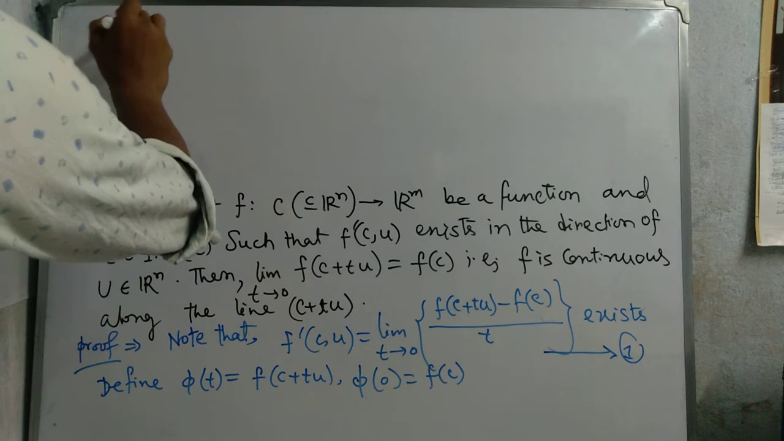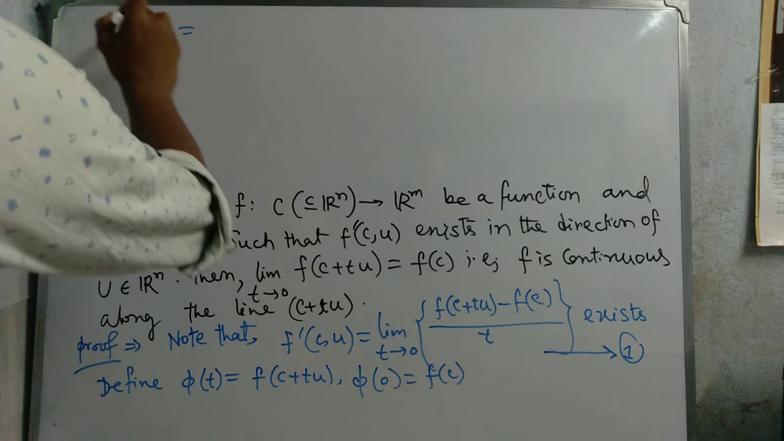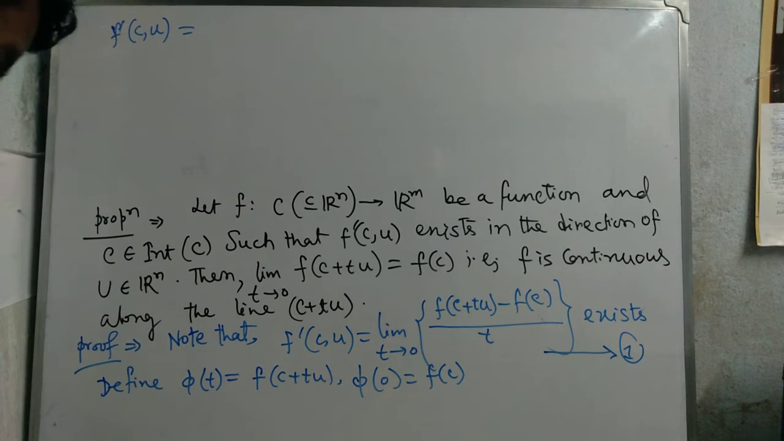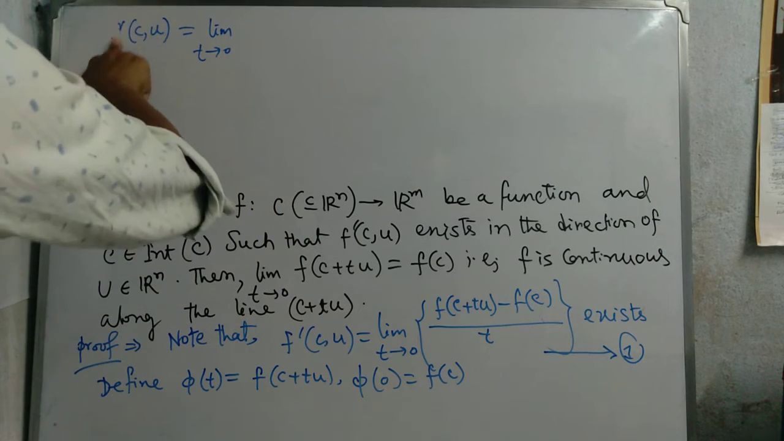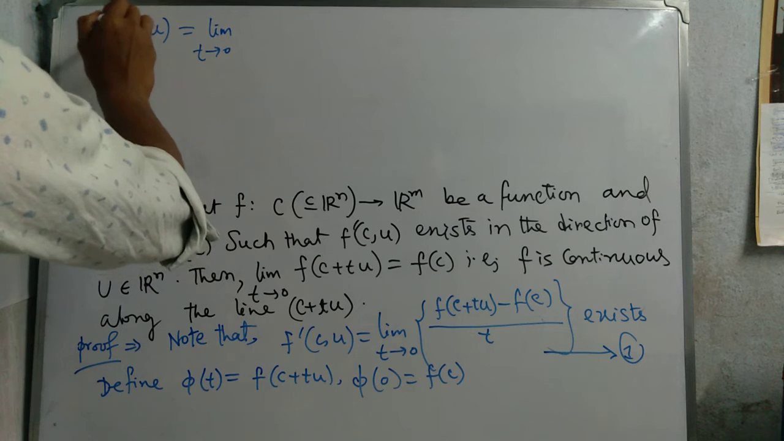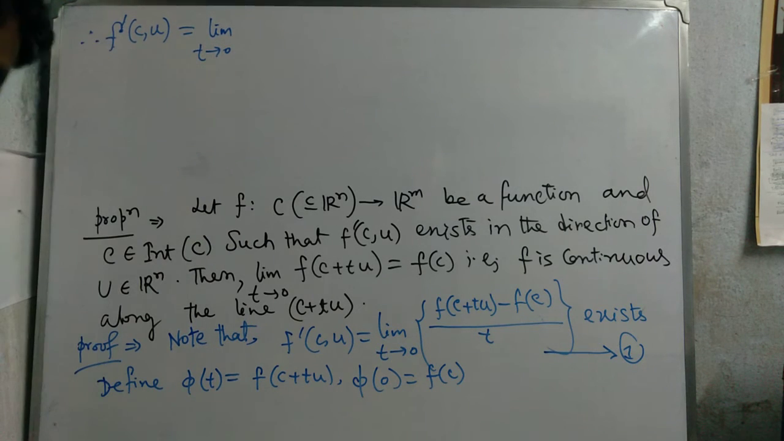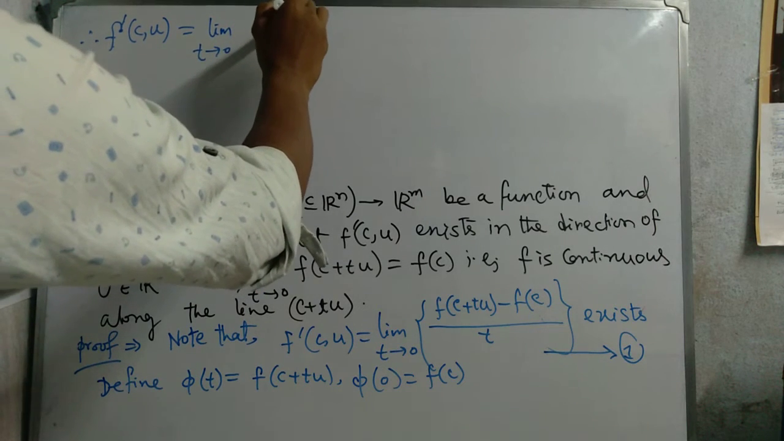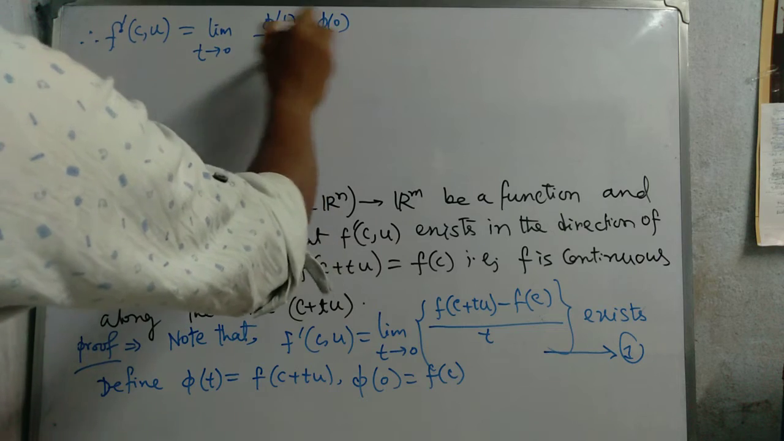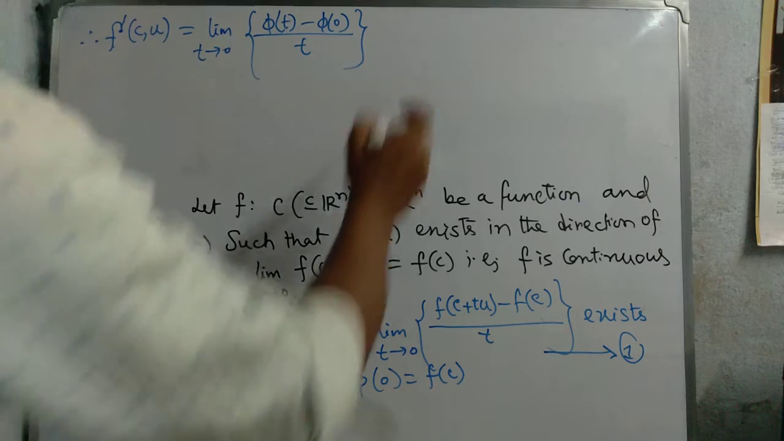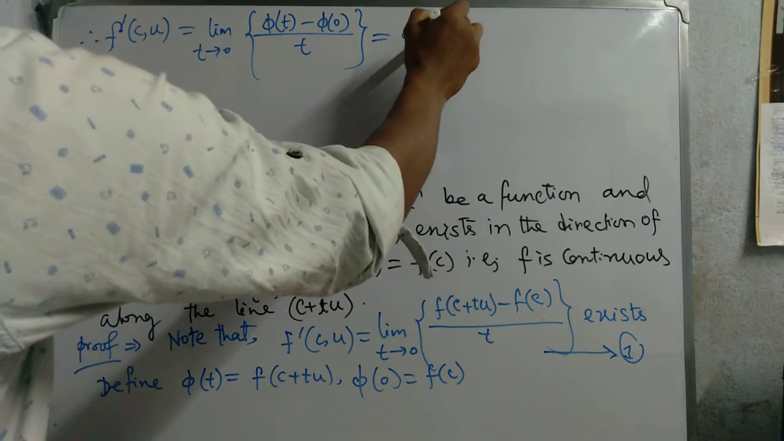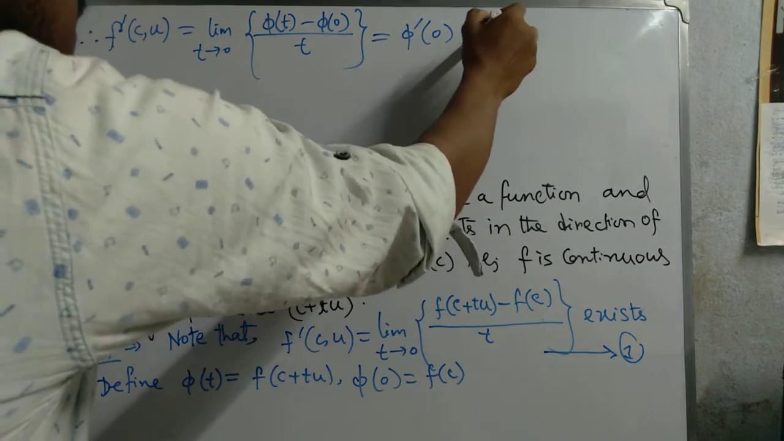Then f'(c)u equal to the limit as t tending to 0 of (phi(t) minus phi(0)) by t, okay, equal to phi'(0). This one exists.